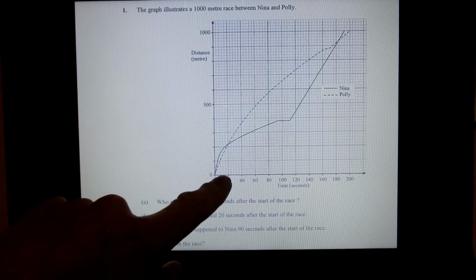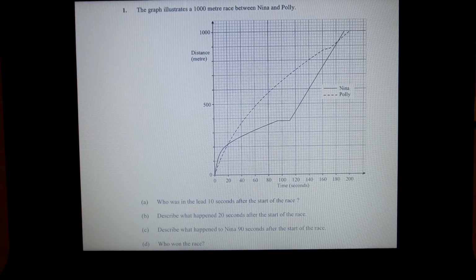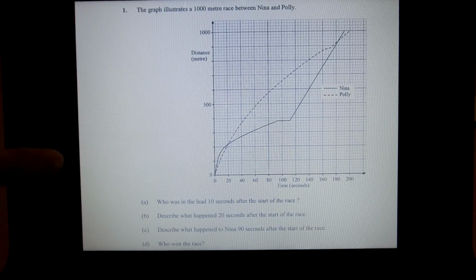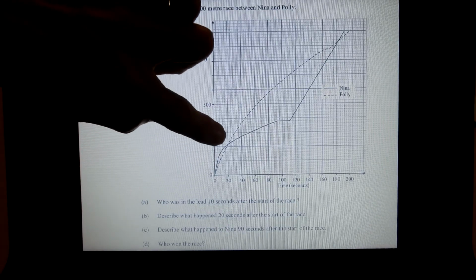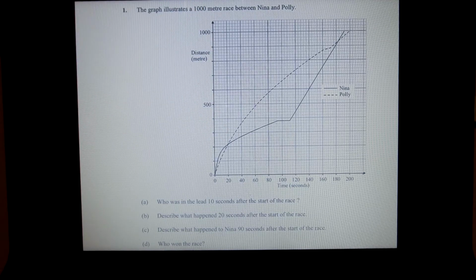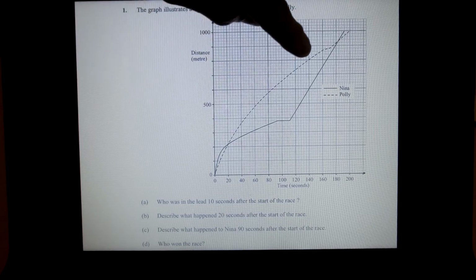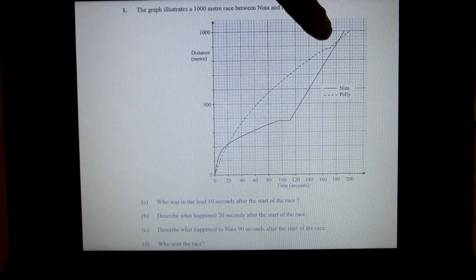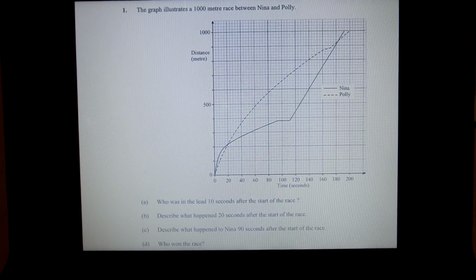So after 10 seconds, she'd gone further down the course than Polly had. What happened at the 22nd point, the two runners would have been neck and neck, and that's where Polly would have overtaken, and then through this point here, Polly is in the lead. And then very near the end of the race, again just there, they are neck and neck, and Nina is in the lead after this point. So you need to get used to reading graphs. Even though we can't describe them mathematically, we need to be able to interpret them and understand what they're telling us.